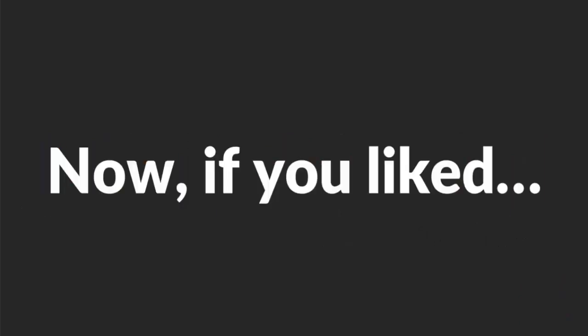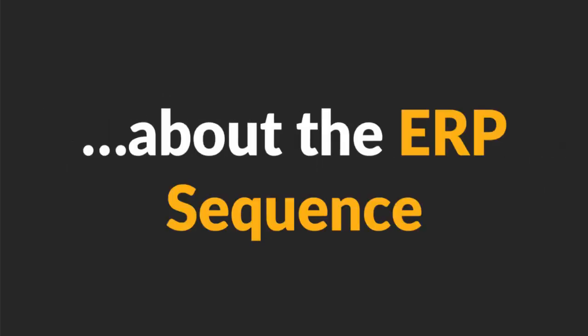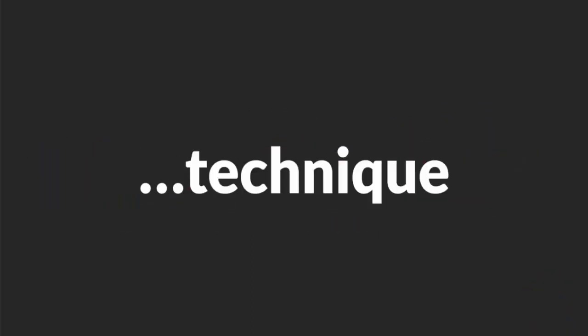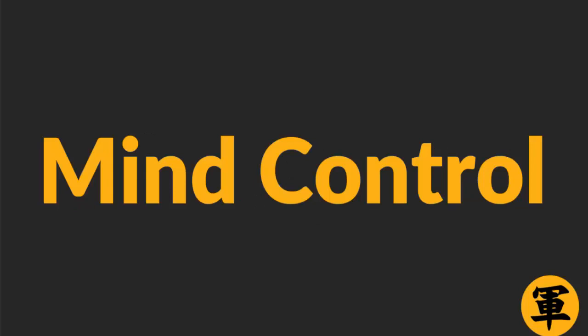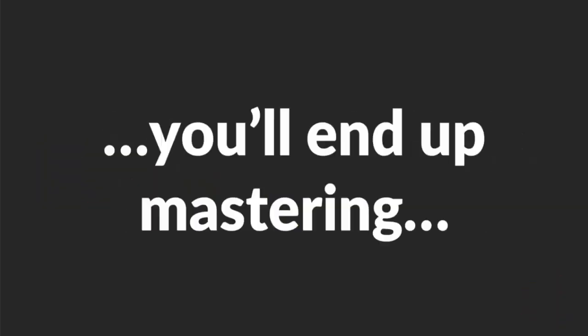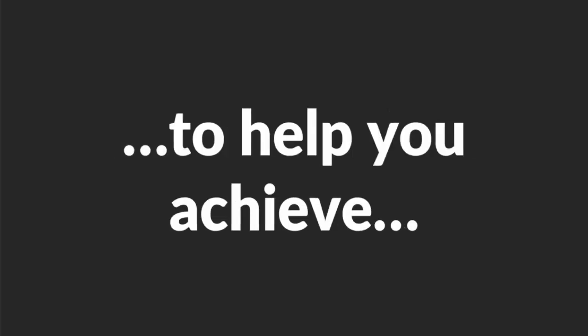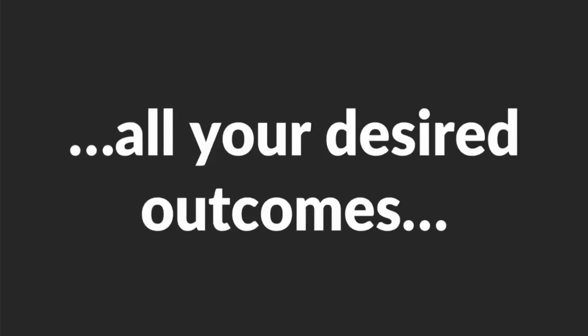Now, if you liked what you've learned in this video, then you'll love what's coming up next. Here's a bit of insider trivia about the ERP sequence. It's actually a modified version of an even more basic mind control technique. That mind control technique that the ERP sequence is based on is called fractionation. And when you take the time to master fractionation, you'll end up mastering the ERP sequence at the same time, as well as hundreds of other mind control techniques, all of which are meant to help you achieve all your desired outcomes in love and life.